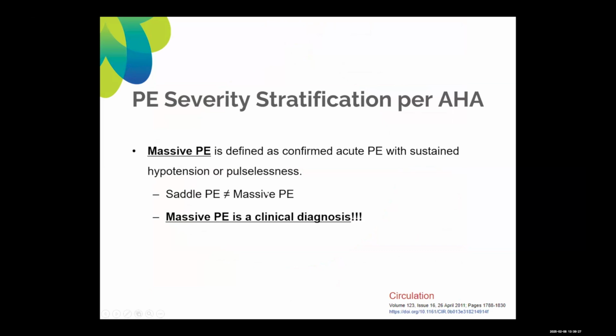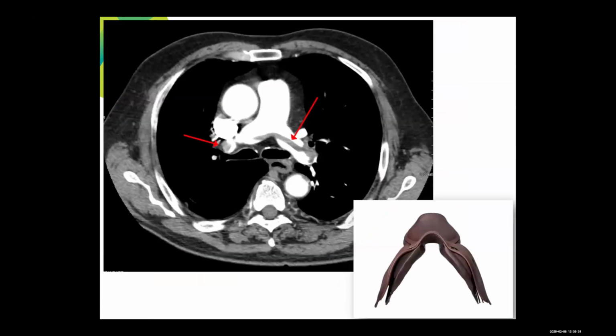Massive PE cannot be diagnosed on radiology, on a CAT scan. It is a clinical diagnosis. Here we see what a saddle PE is. It's just a PE that reminds us of a saddle because it's bridging the main pulmonary artery bifurcation. That's all it is, nothing else.